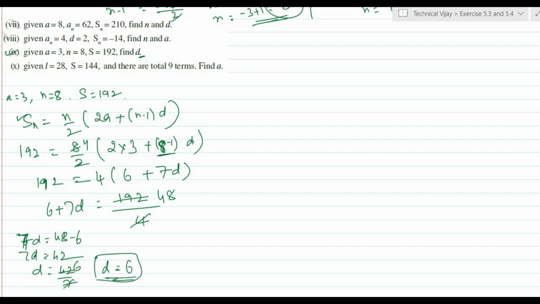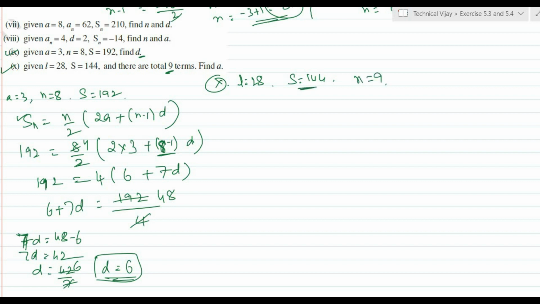This is the solution. So we will go for the 10th one. Here l = 28, where l means the last term. S = 144, and there are a total of 9 terms, means n = 9.